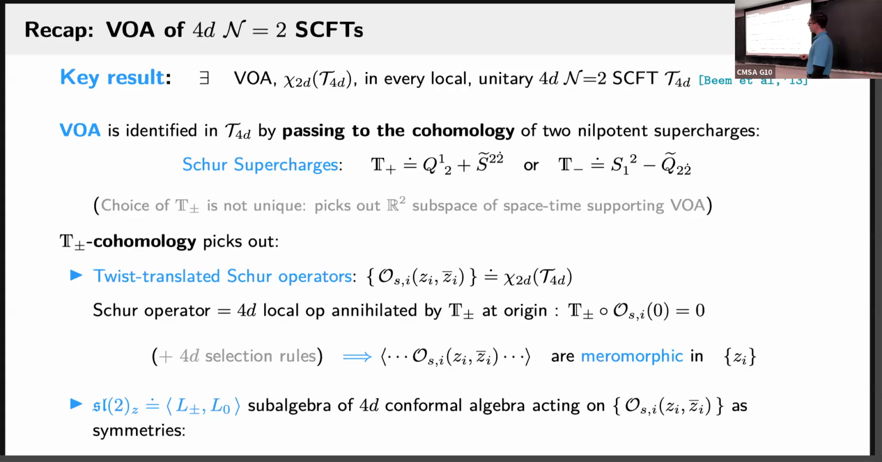And the second thing this T plus cohomology picks out is an SL2Z sub-algebra of the 4D conformal algebra, which acts on our set of Schur operators as symmetries.